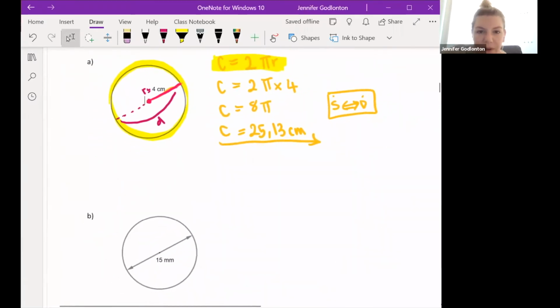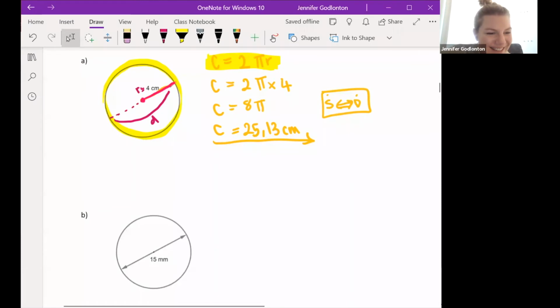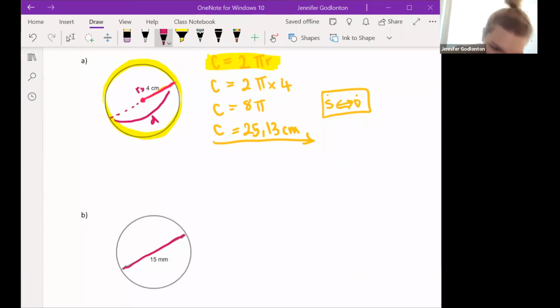So now in this one, I'm going to ask you a question first. This 15 millimeters, this line over here, my first question to you, is that a diameter or is that a radius? Bruce, is that a diameter or a radius? Ma'am, that's your diameter. Excellent. It's my diameter because it's going from one side of the circle to the other side of the circle. That's how we know it's a diameter, okay?